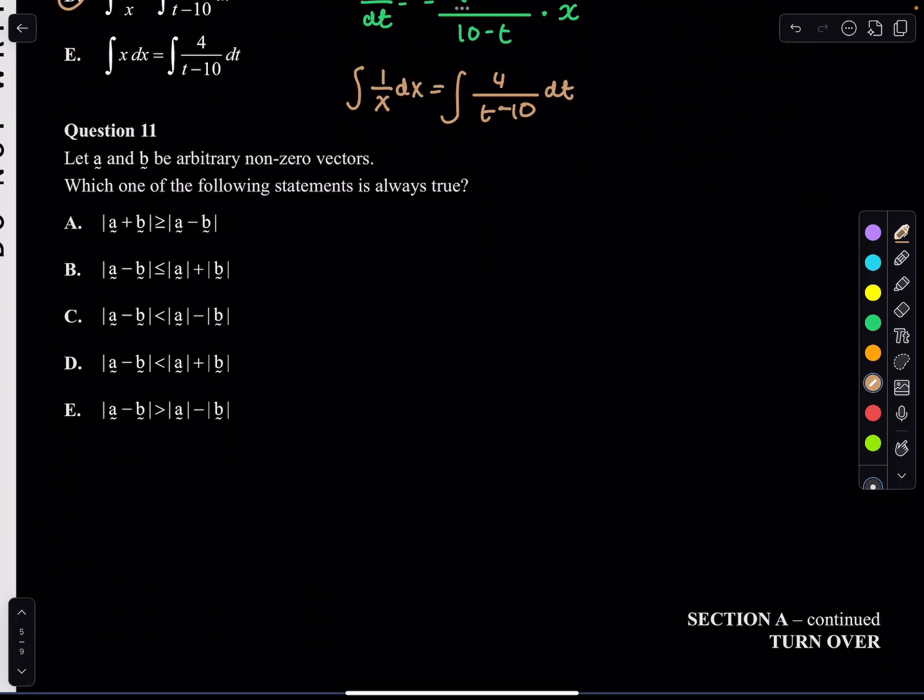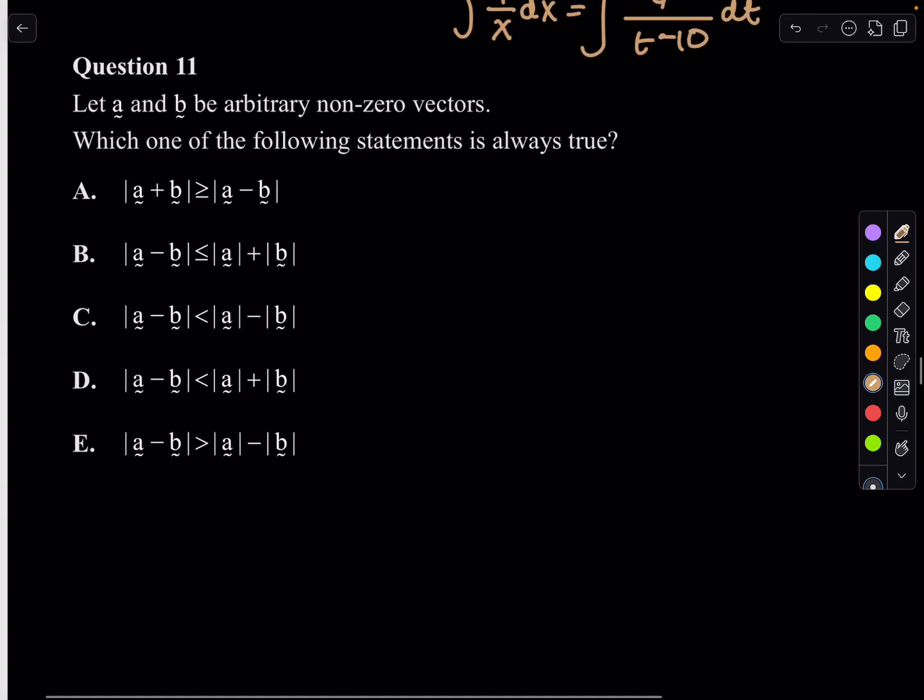Question 11. Let A and B be arbitrary non-zero vectors. Which of the following statements is always true? So let's have a look at the first statement. The magnitude of A plus B is greater or equal to the magnitude of A minus B? Rubbish! There are some, no, wait.